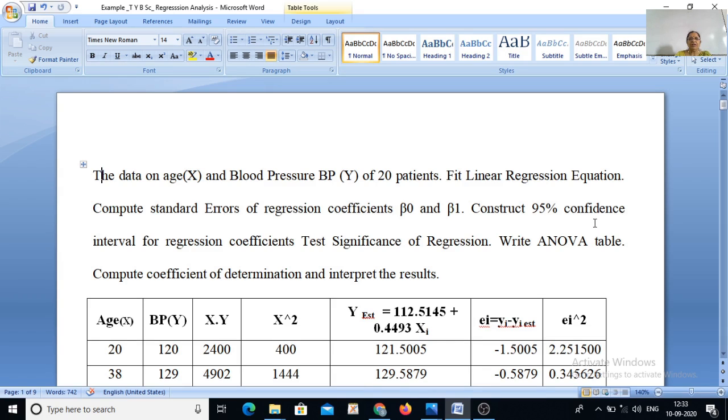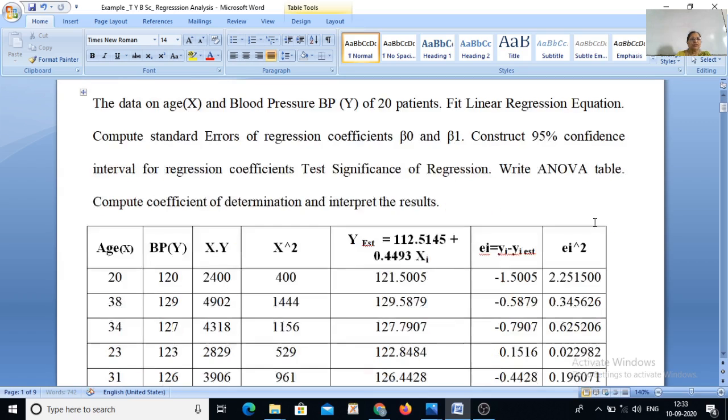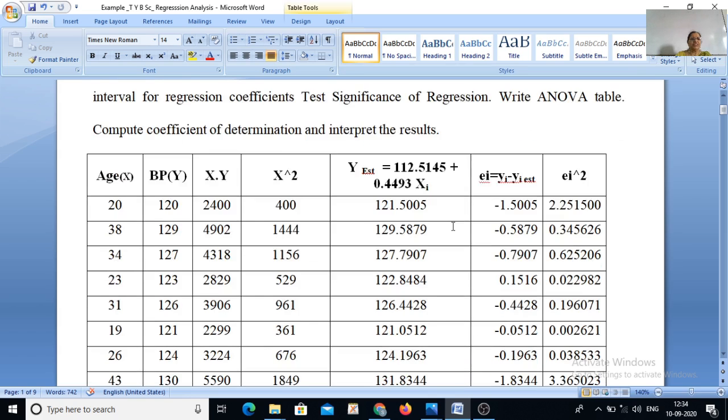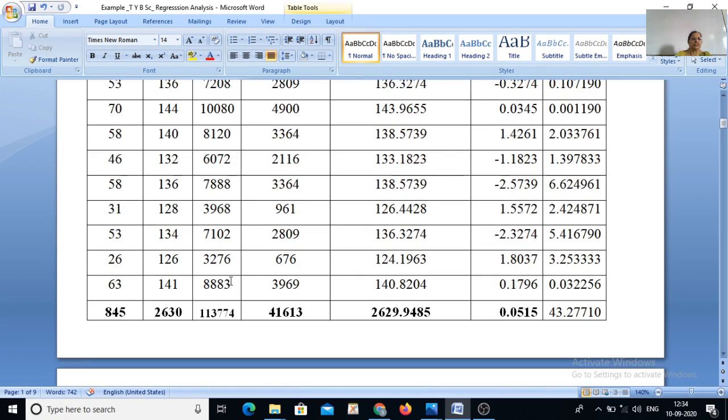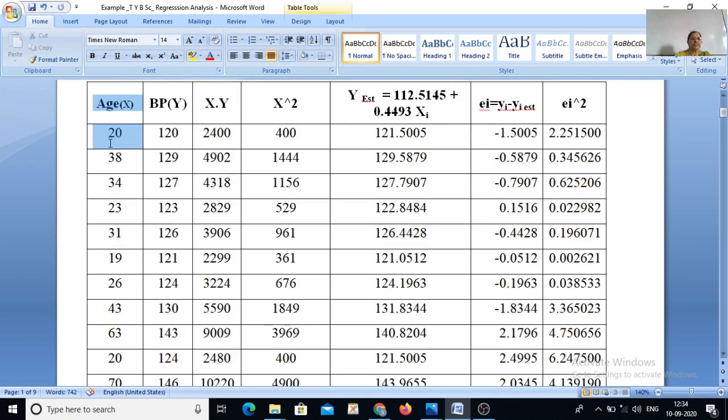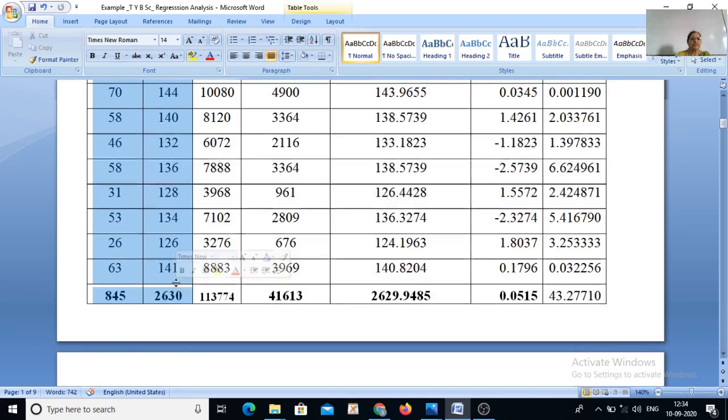Okay, fit linear regression equation, compute standard error of regression coefficients beta naught and beta 1, construct 95% confidence interval for the regression coefficients, also test significance of regression coefficient beta 1 and write ANOVA table, find coefficient of determination and interpret the result. Okay, so basically the data with you is age x and BP y of 20 patients. So this is my basic data which is known to me.